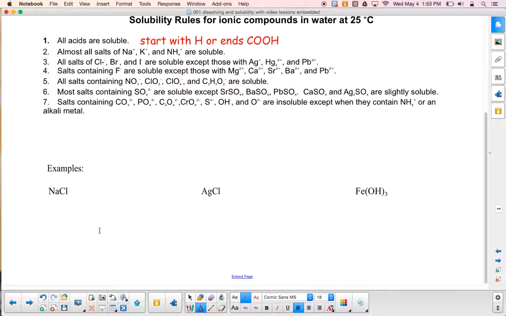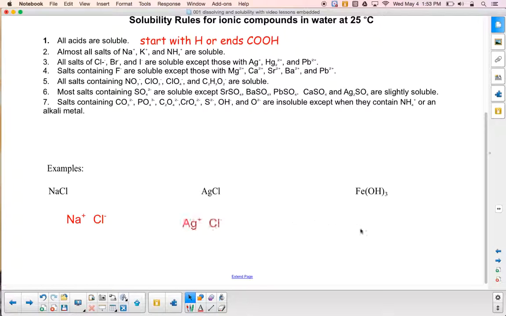If you need to use these rules to decide if something is going to dissolve in water or not, the key is to first take your item and break it into its ions. So I've taken each of these ionic compounds and I've broken it apart to look at what types of ions are present. Now I'm going to go to the top of my list of rules here. This one consists of sodium ions and chloride ions. So Rule 1 doesn't apply, but Rule 2 says almost all salts of sodium are soluble. Because of the sodium ion present here, sodium chloride is soluble, or it dissolves in water.